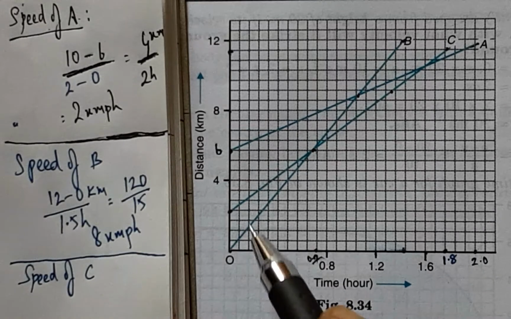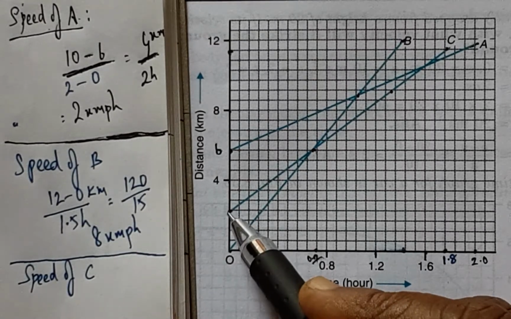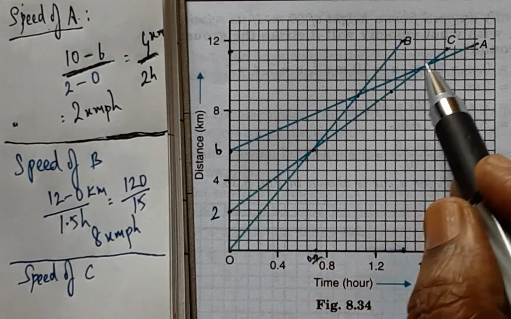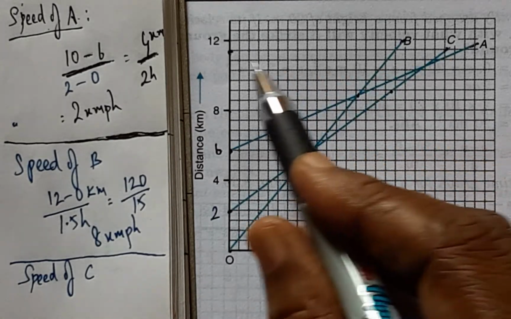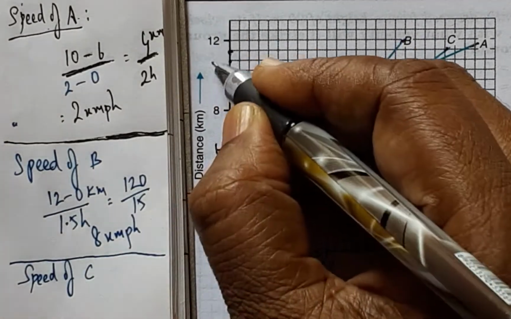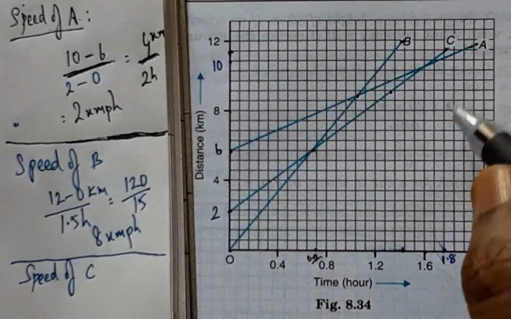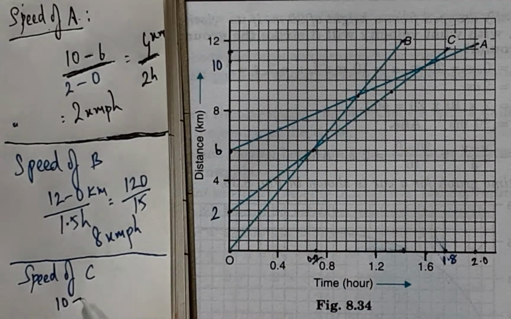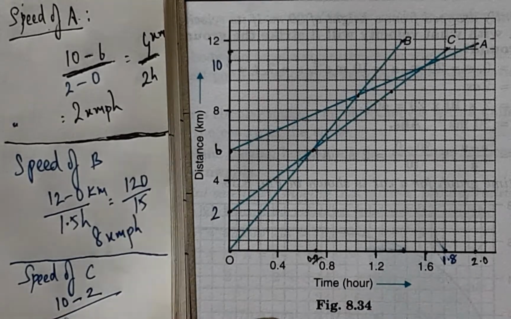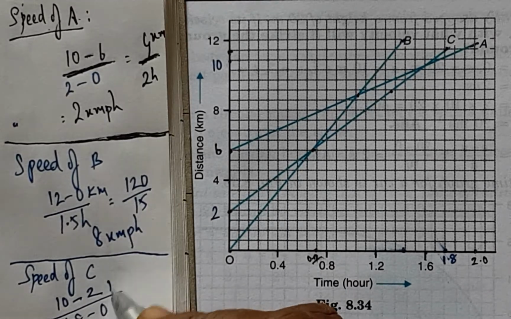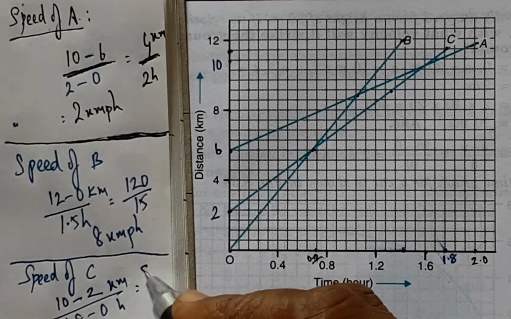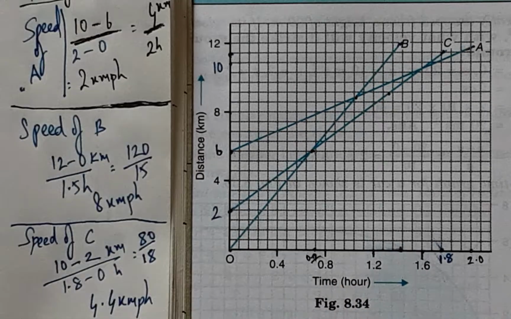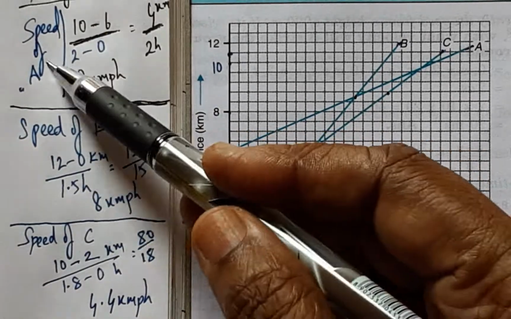And our C has started at 0 hours at 2 kilometers, and it went on to reach this point, which appears to be 10 kilometers, and again the time taken here is 1.8. Therefore, it is nothing but 10 minus 2 divided by 1.8 minus 0. This is kilometers and this is hours. 8 by 1.8, which is 80 by 18.